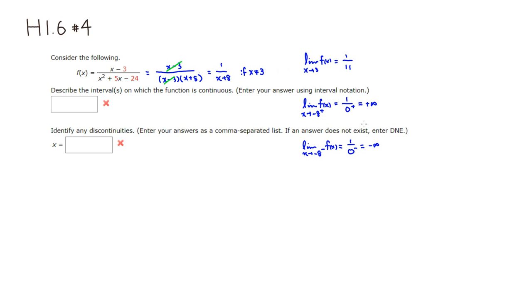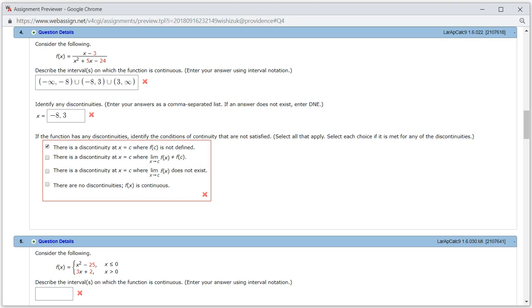Either way, the limit does not exist. So here, the limit does not exist. That's one of the reasons why it said there's a discontinuity there. And in the other case, the limit exists, but it's not equal to the function value. So this is also a reason.